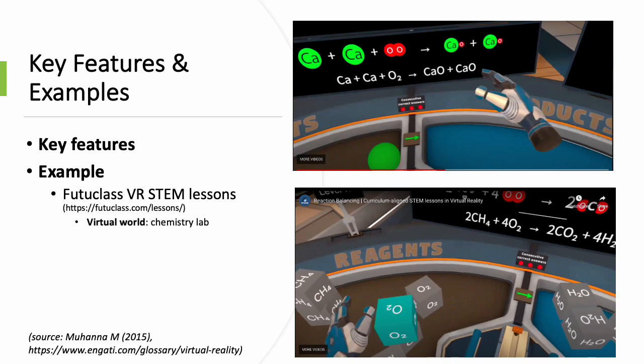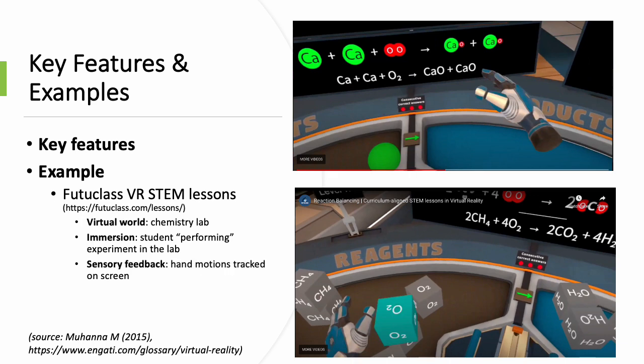Here, the virtual world is a chemistry lab. And immersion, the students are performing an experiment in the virtual lab. And sensory feedback, the students' hand motions are being tracked on the screen. And the interactivity shows that atoms and compounds on the screen are being moved according to the students' motions.